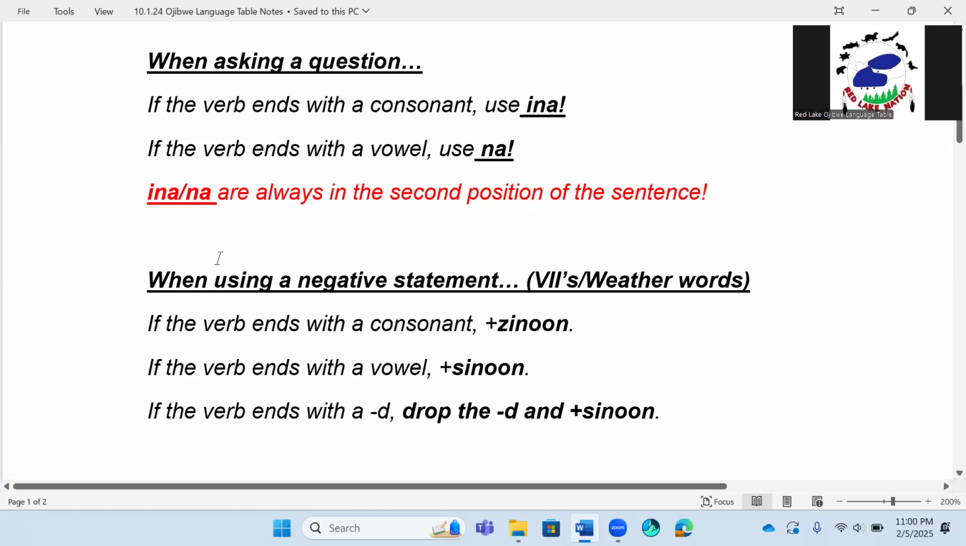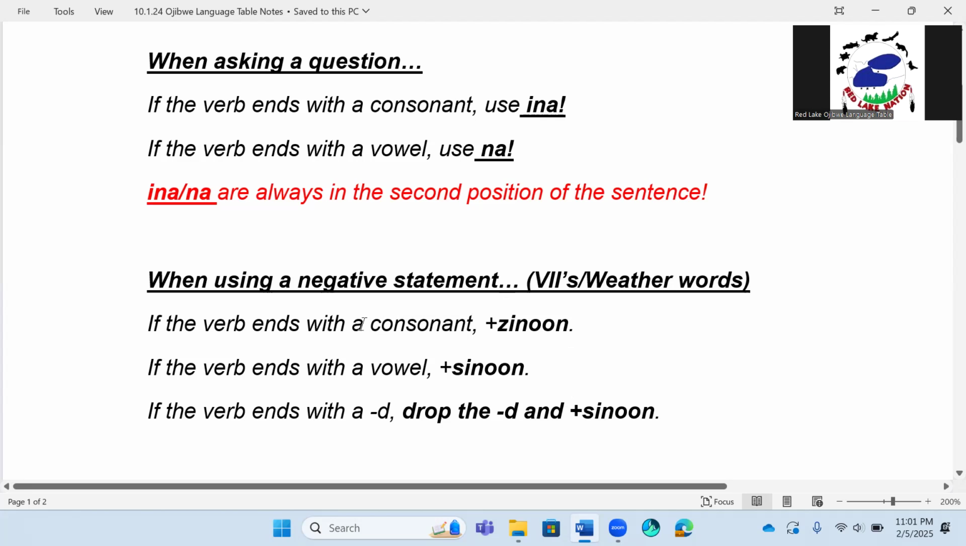All right. So when using a negative statement for VIIs, which are also known as weather words, our examples are weather words here today. If the verb ends with a consonant, add zinun. Most likely it's going to be an N. If the verb ends with a vowel, add shinun. And if the verb ends with a D, drop the D and add sinun.